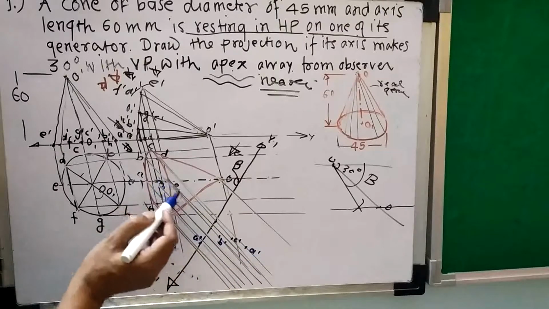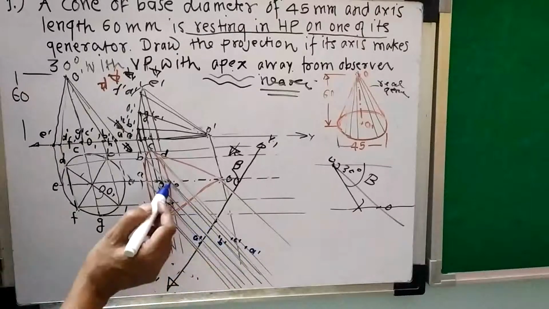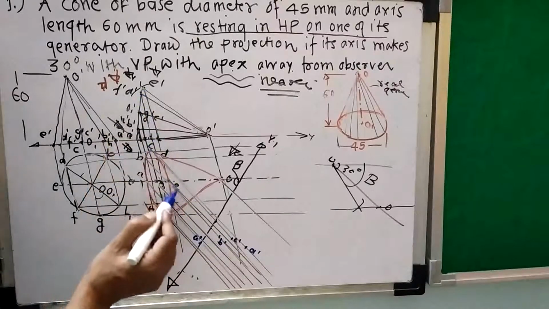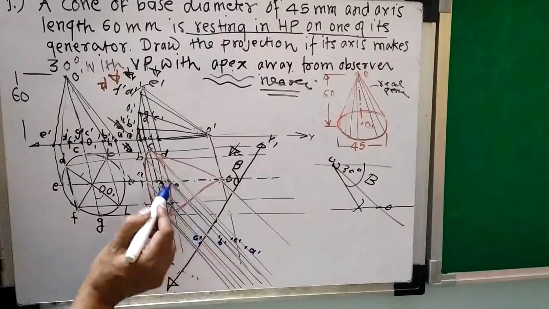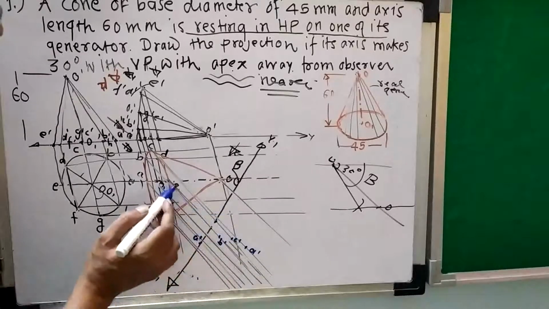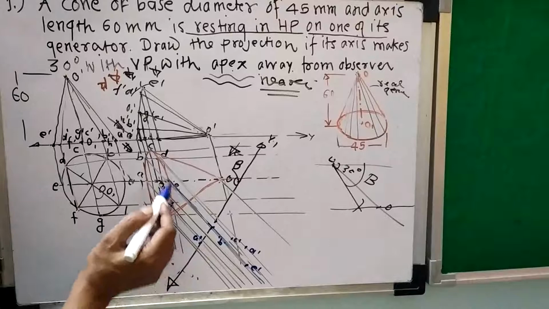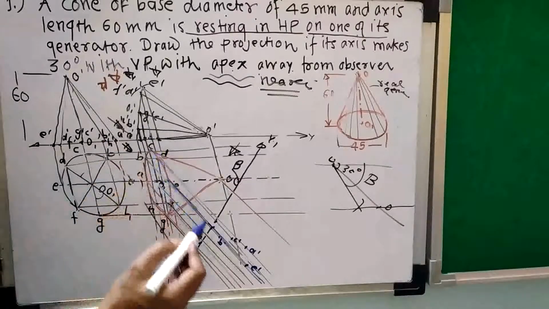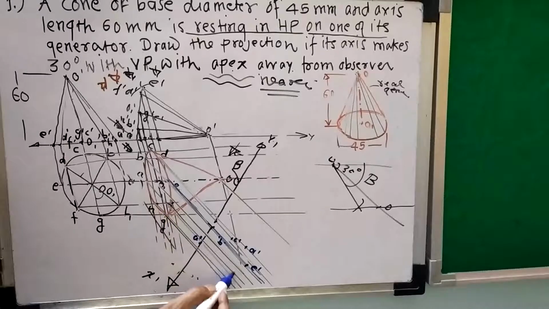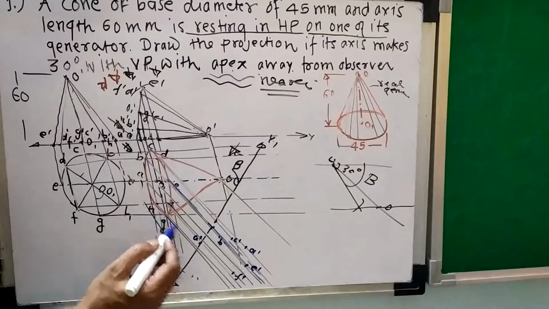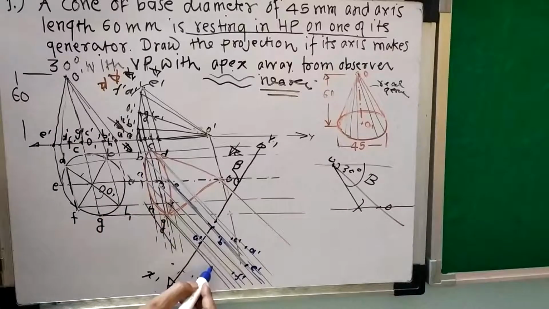Then for E, the projector of E is this much distance from this to this. I will take it in the compass, and on the projector of E I will mark E dash. Then F, this much distance I will take in the compass and on the projector of F I will mark F dash. G, I will take the projector of G, G dash. So A dash, B dash, C dash, D dash, E dash, F dash, G dash, A dash. This is my circular base.